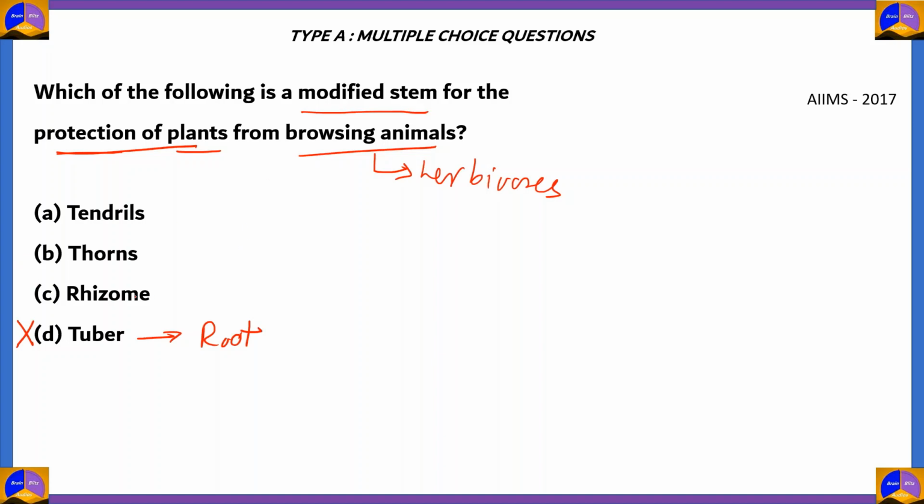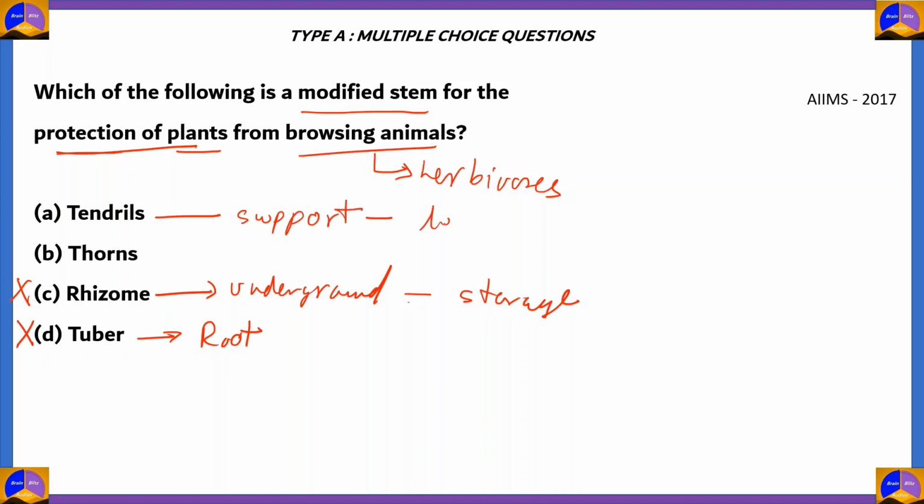Let's look at option C, rhizome. Now this is a modified stem, but it's underground. And it is not used for protection, it's used for storage. So option C is incorrect. What about option A, tendrils? Tendrils are used for support and they originate from leaves. So they are modified leaves. So option A is also incorrect. The right answer is option B, thorns. Thorns are modified stems used for protection from herbivores, aka browsing animals.